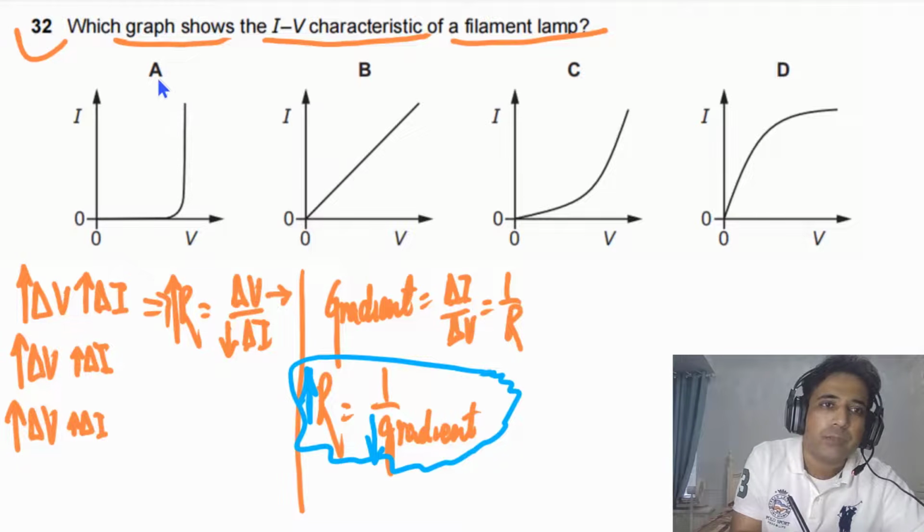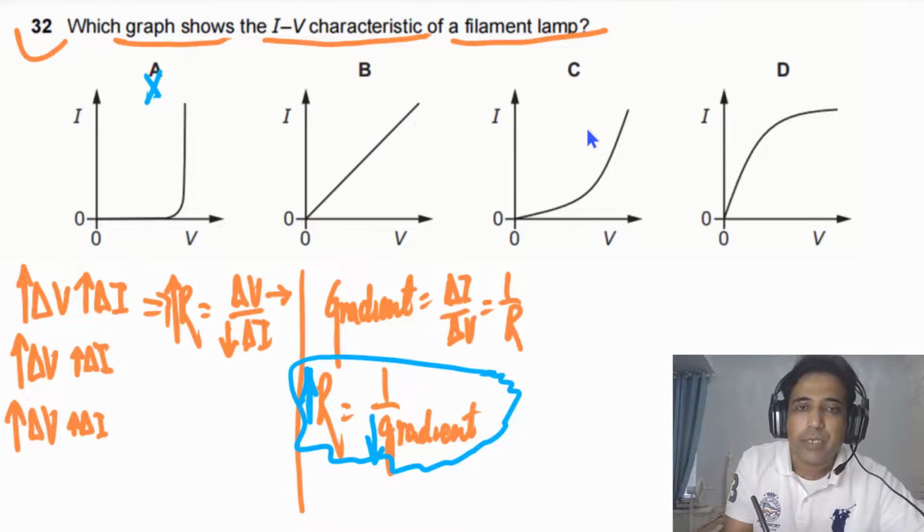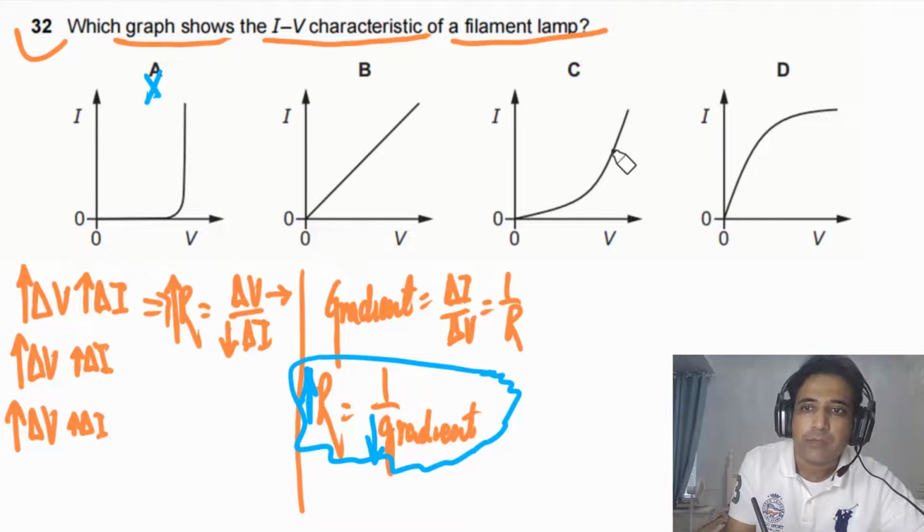This is not possible because this is for a diode, where the gradient is increasing. This gradient is constant, and this is for a metallic conductor, or we can say for an ohmic conductor, or for a fixed resistor. And for this part we can take 2 points. Let's say we take 1 point here, and if we draw the secant line, we can take another point here. In this case also the gradient is increasing, so this is not for the filament lamp.